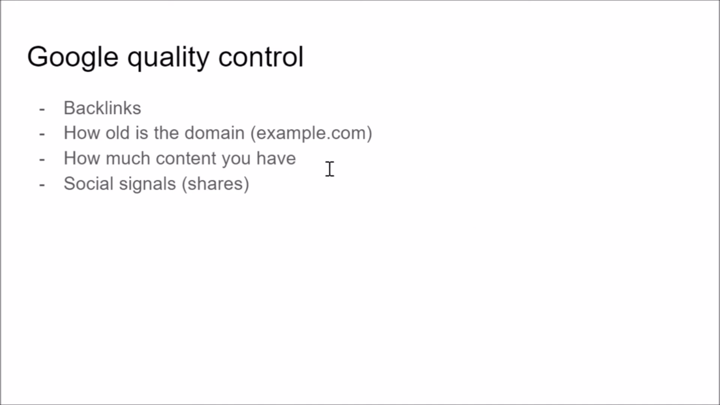Also how much content you have. Google will rank higher the people that have articles with 2,000 to 3,000 words in them. And also social signals, like how many shares it has, how many comments, how many Facebook shares, how many Twitter retweets and likes, all that good stuff. There's a lot more that goes into this, but these are some of the things Google search does to filter between the good and the bad websites for every single search out there.